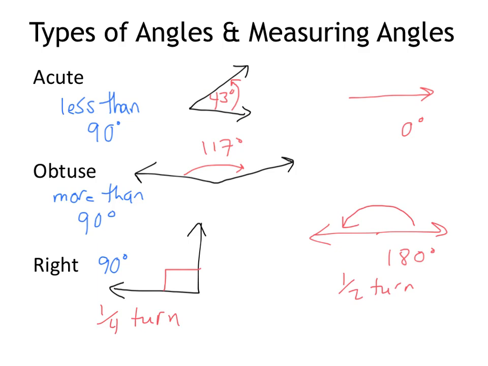We need a little bit more vocabulary here. This 180-degree angle is also known as a straight angle or a line. So now we have all the vocabulary down. And this should feel like a review for you.